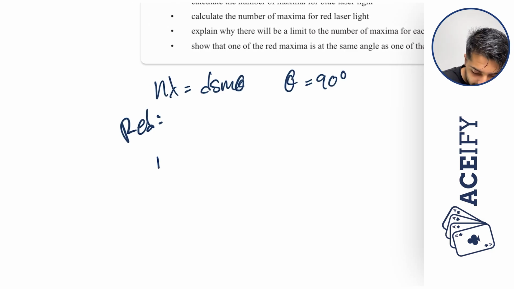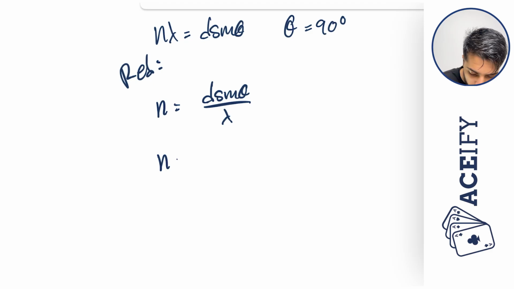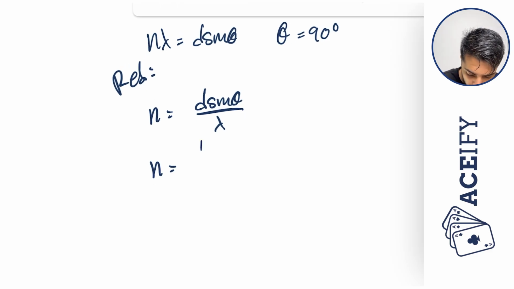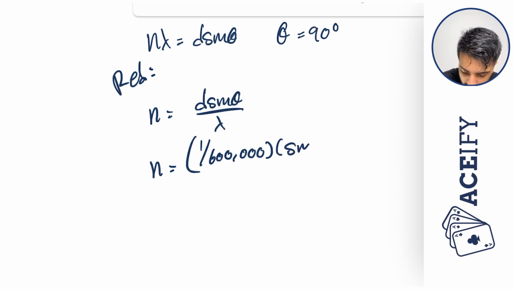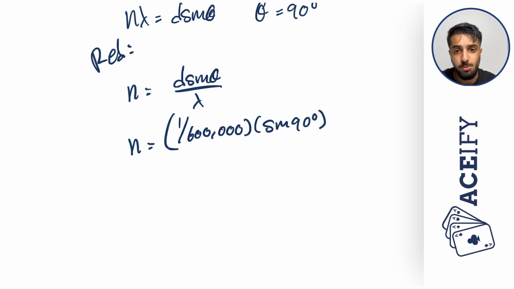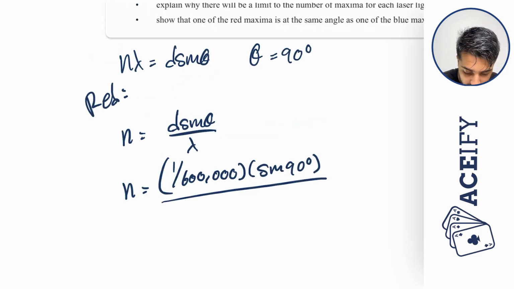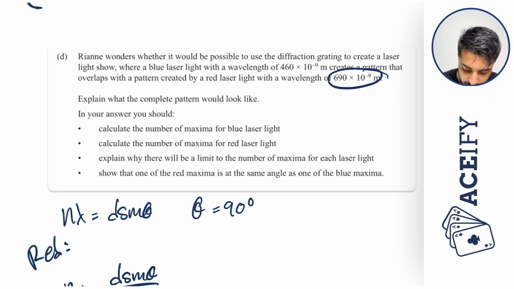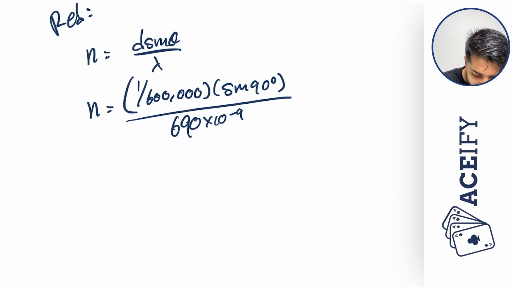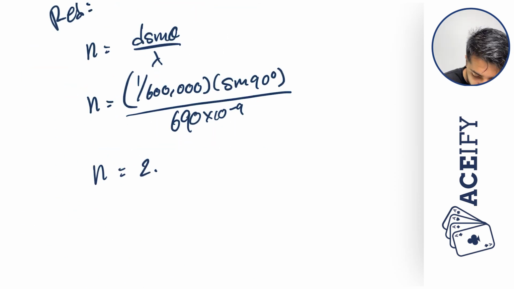So we know that n is equal to d sine theta all over lambda. We know that our d is 1 over 600,000, which we found in the previous question. Sine theta is just sine 90. Now keep in mind, sine 90 is just 1. So if you want to simplify your calculation, you can just get rid of it, because anything times 1 is just itself. But I'm going to keep it in so you can see the full working. All over the wavelength, which is given up here as 690 times 10 to the negative 9. And that gives an n value of 2.42.